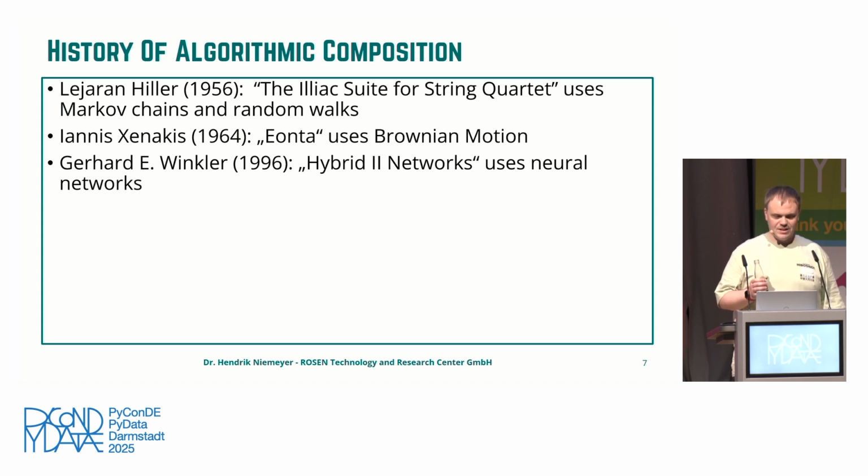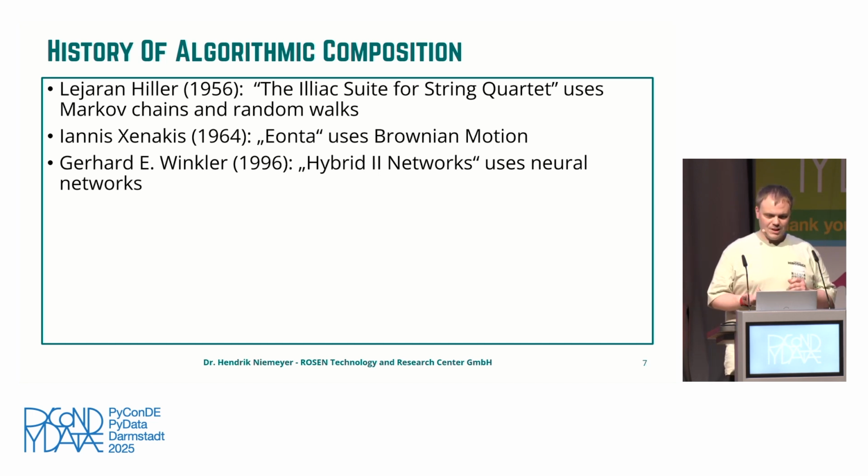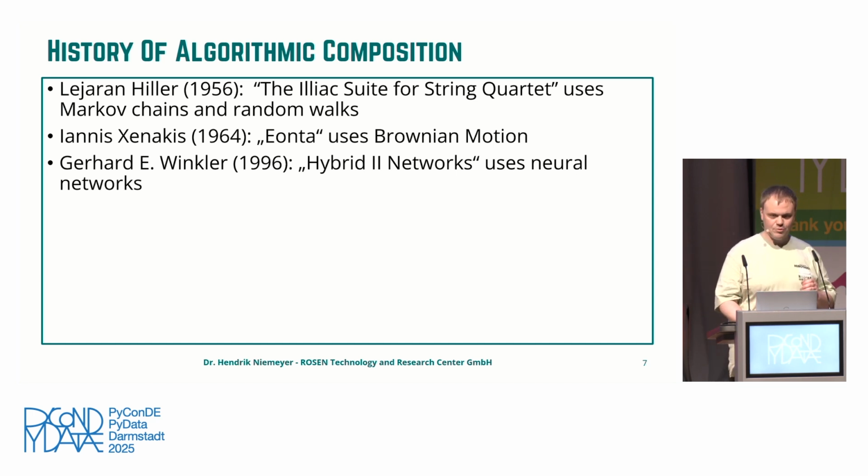So, starting in the 1950s, people experimented with algorithms and randomness and neural networks in music. And these are basically 3 famous pieces which you could look up if you're interested in what other people are doing with that. And actually the first one to create algorithmic music is Lejaren Hiller, who used a computer in 1956 and used algorithms and randomness like Markov chains and random walks to create music, which is called the Illiac Suite for string quartet, because he used the Illiac computer to create this music.